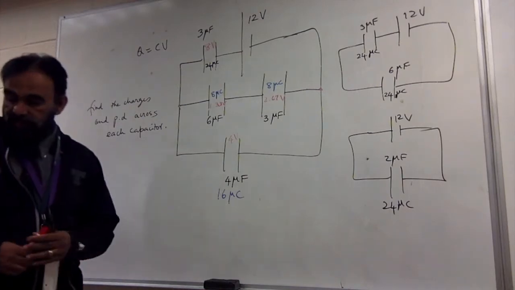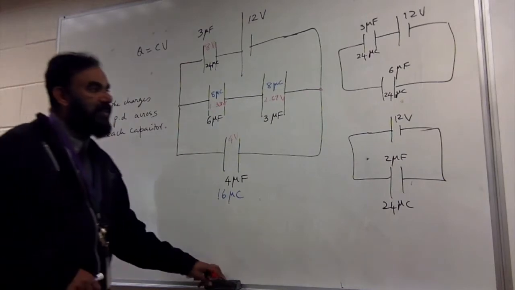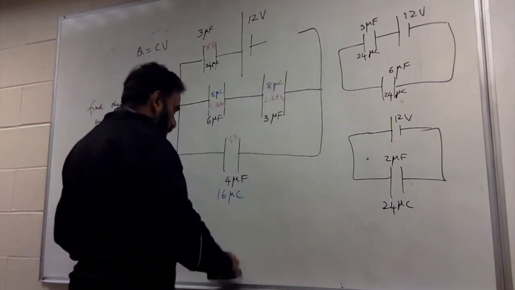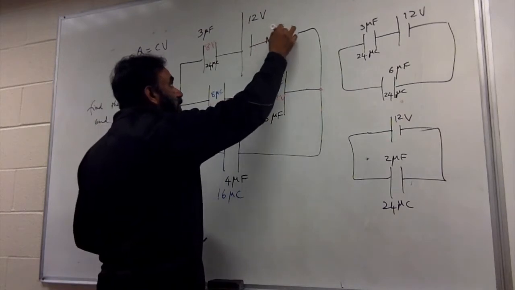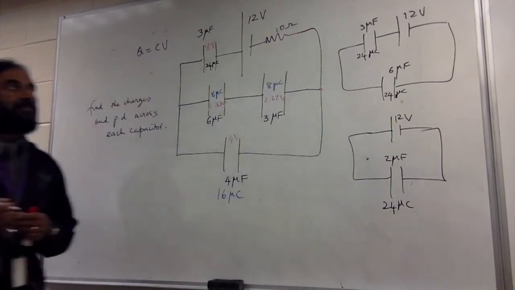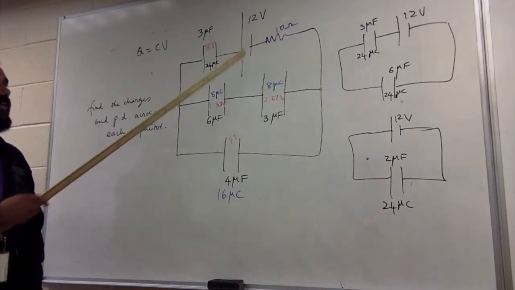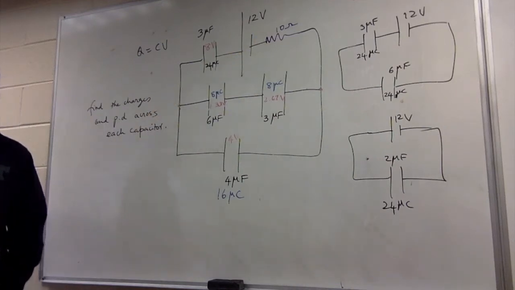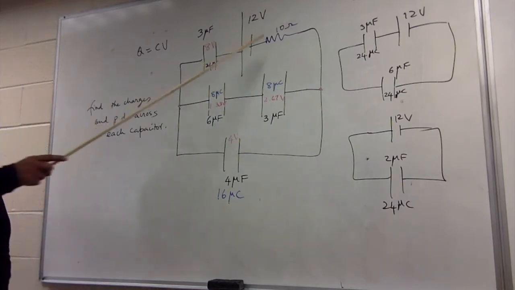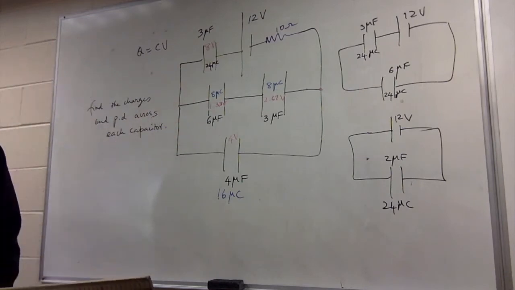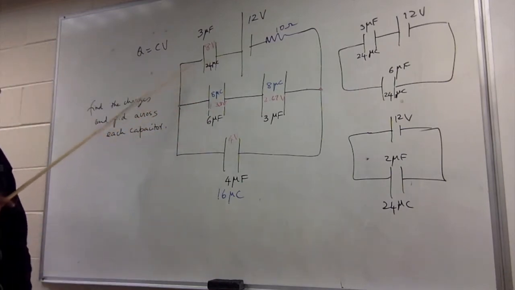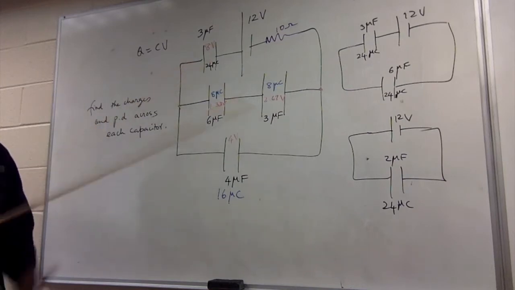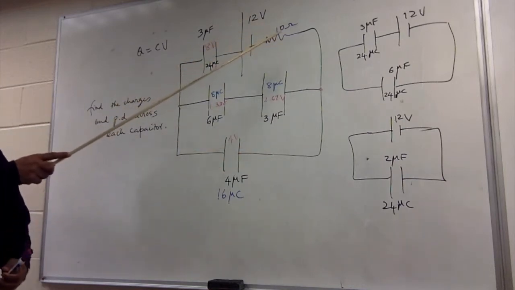Now, what is going to be the difference if I insert a resistor here? If I put a resistor there, what's going to be the difference? I just put a resistance over there. So what is going to be the consequence? What will be the voltages and the charges on the plates of these capacitors? What is the impact of this resistance on the circuit?